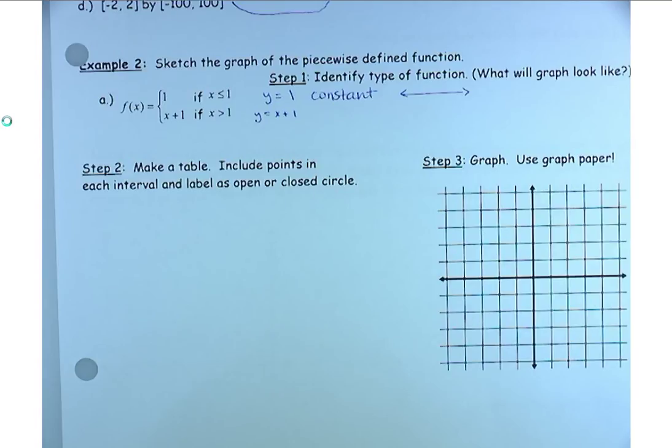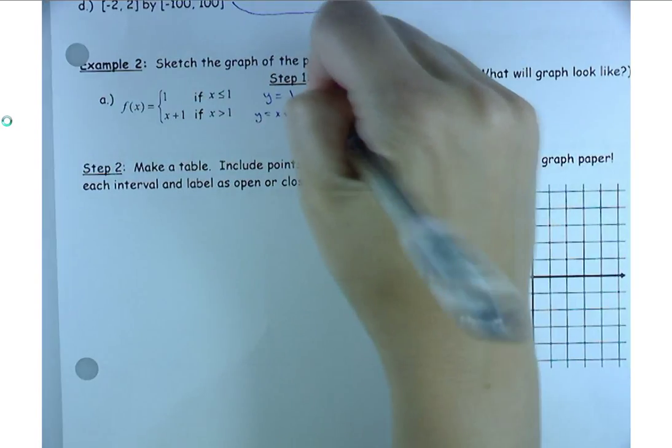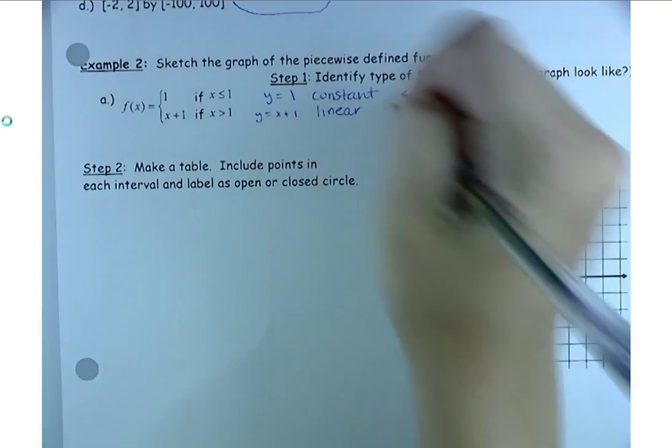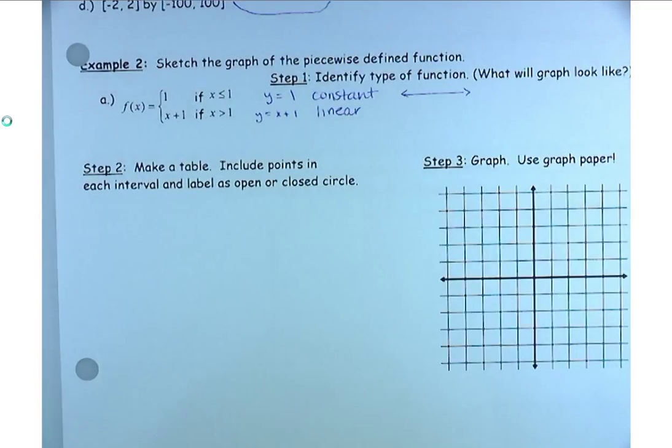Okay, Eddie, what do you think? It's linear, right? How do you know? Yeah, the degree of x is 1, right? Okay, if it had a power of 2, what would we call that? Quadratic. Okay, it is not linear, but we are going to call it quadratic.